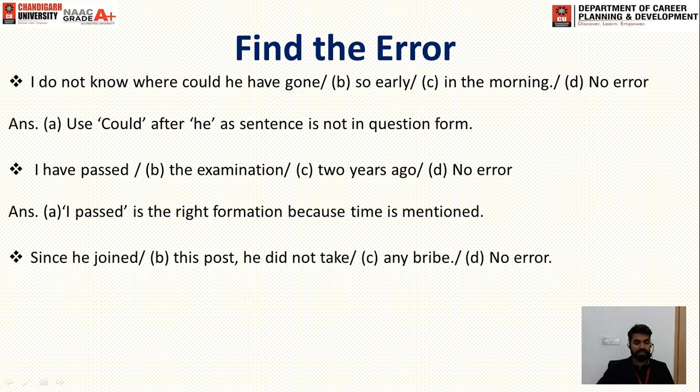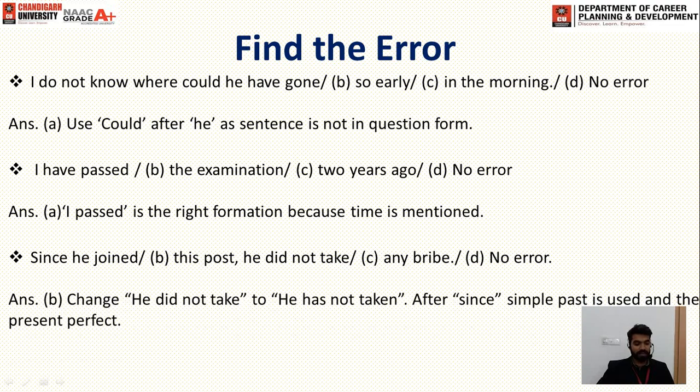Okay, since he joined this post, he did not take any bribe is a simple one, we have done that. Since he did not take is not right; he has not taken is the correct way, option B. So: since he joined this post, he has not taken any bribe. I've told you, with since you will use simple past, and after that your present perfect will come.